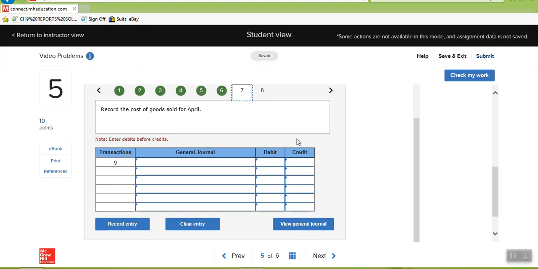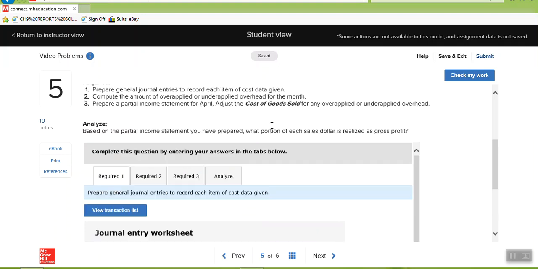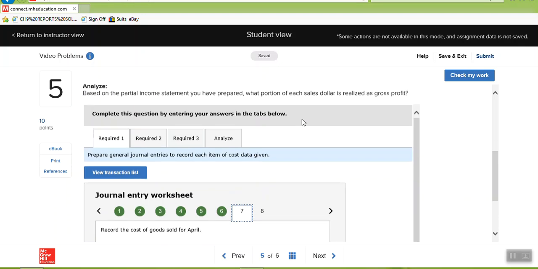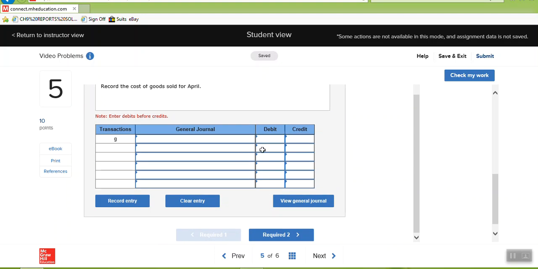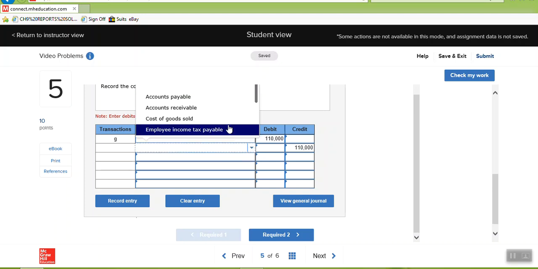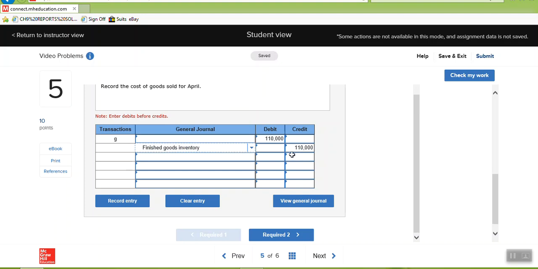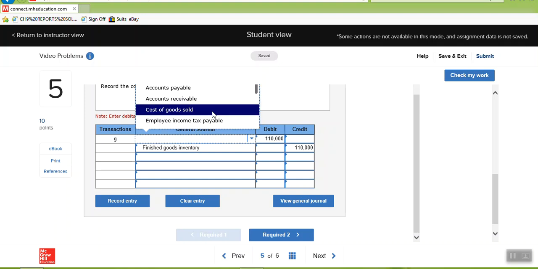Number 7 says record the cost of goods sold for April. And that's just an amount they gave us. Cost of goods sold was $110,000. All right, so when we actually sell stuff, we take it out of finished goods because that's an asset, that's our inventory. So when we sell it, we don't have that inventory anymore. So we're going to take it out of finished goods, put it in cost of goods sold.